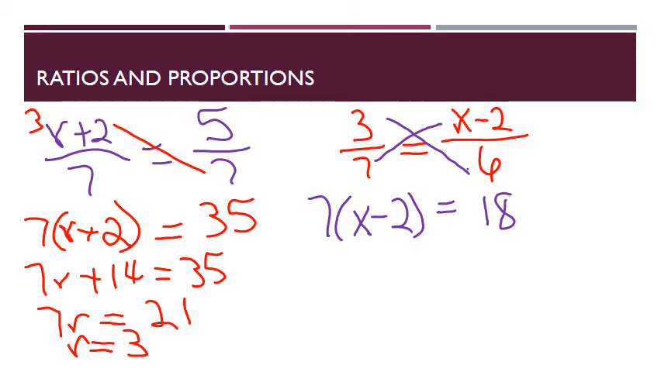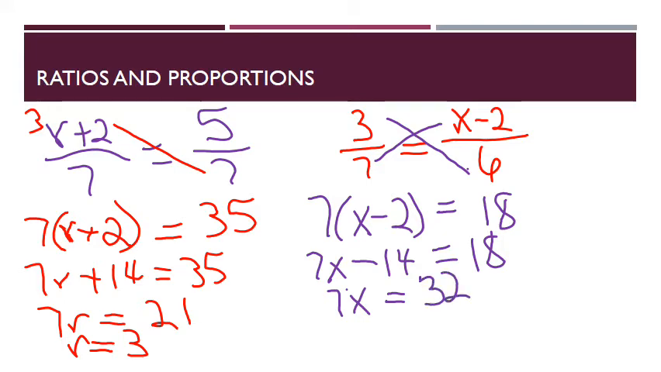All right, so let's get our distribution done. 7 times x equals 7x. 7 times minus 2 equals minus 14. And all of that now equals 18. Well, I've got to add 14 to both sides so I can get the x's by themselves. So now I've got 7x, and 18 plus 14 gives me 32. And now I'm going to divide both sides by 7, and that's going to leave me with x equals 32 over 7.